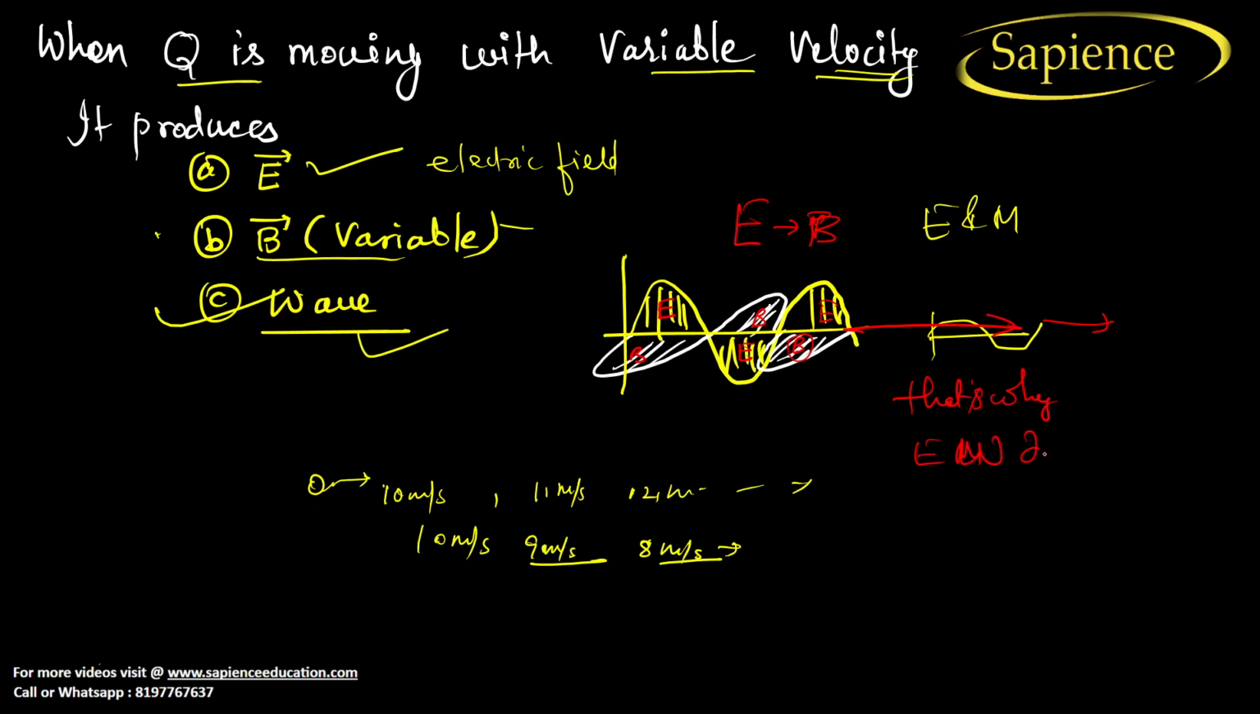an electromagnetic wave does not require any medium, right? So the electric field as well as the magnetic field is there, and due to the variable velocity it produces a wave, and this wave does not require any medium to get transferred. I hope you have understood this.